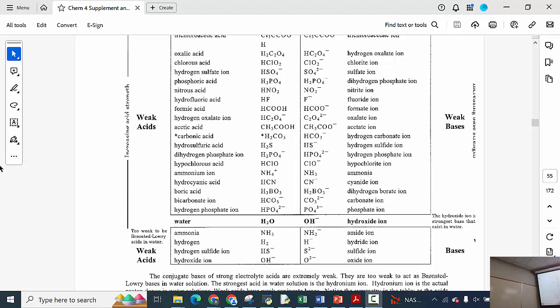Some of these species occur on both sides of the chart. So for example, HS minus occurs on both sides, so it can go either way. Things that can go either way are called amphoteric. But when I say go either way, that is, HS minus can act as an acid. If HS minus acts as an acid, it loses a proton over here.